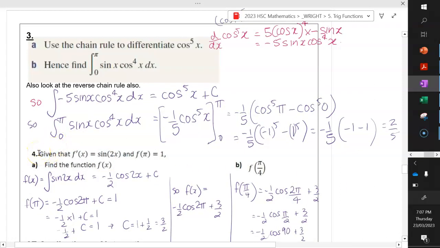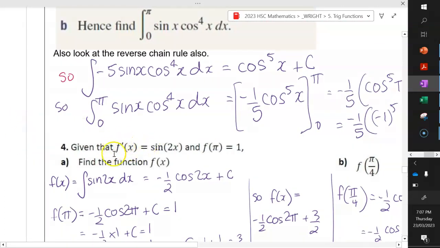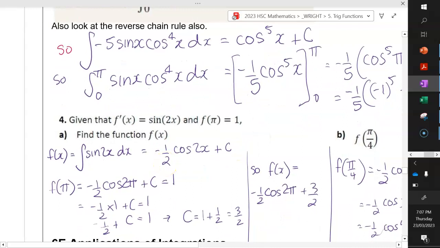Okay, lucky last question, A and B. It says, given that the first derivative, f dash of x, is sine 2x, and we know that f of pi is 1, we want to find the function. Nice, simple, straightforward question. So to find the function, we want to integrate our sine of 2x, or integrate f dash of x, go backwards to find f of x.